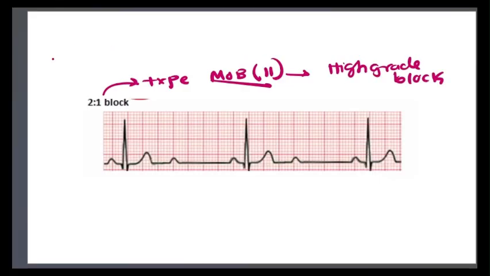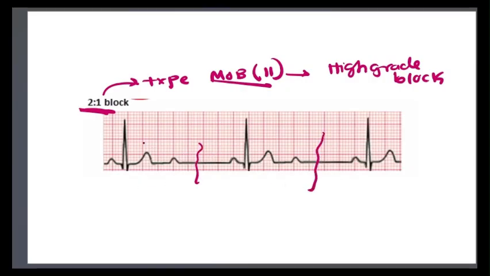One example is 2 is to 1 block. This is clearly mentioned in your PLAB keys. So I'm going to explain what exactly 2 is to 1 block is. From the tips that I have mentioned earlier, you can see here is the missed QRS complex.